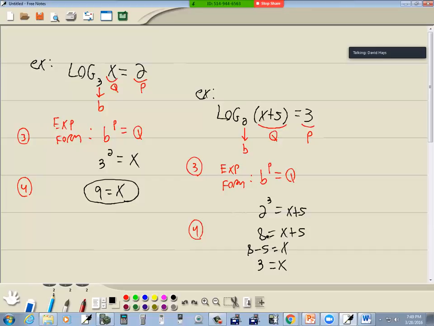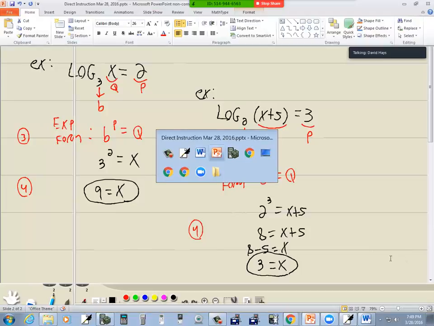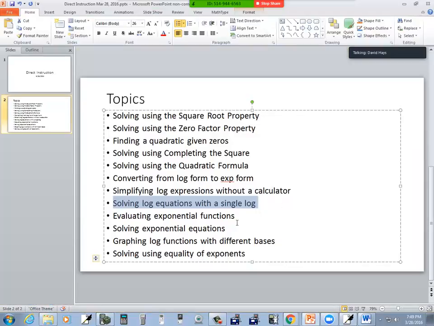But we have to check it. Make sure that doesn't cause log of 0 or log of a negative number. If I put 3 back up here, 3 plus 5 is 8. That's not 0 and it's not negative. So that checks. And that was solving log equations with a single log.